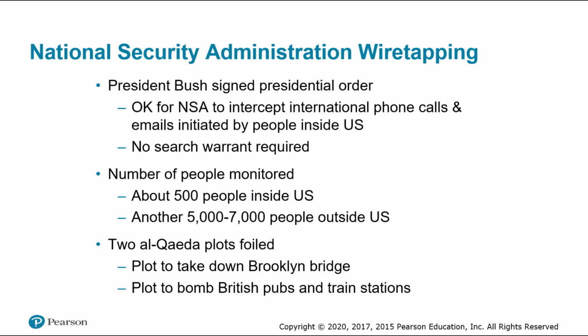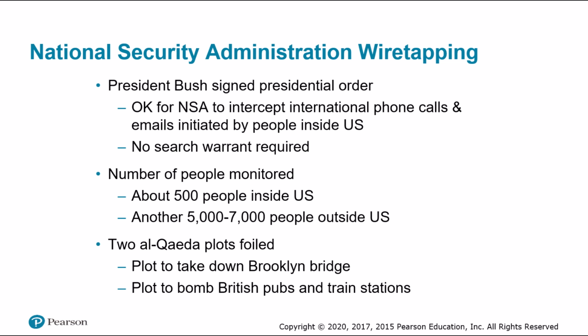So early in 2002, the Central Intelligence Agency captured several top al-Qaeda members along with their personal computers and cell phones. The CIA recovered telephone numbers from these devices and provided them to the NSA. The NSA was eager to eavesdrop on these telephone numbers, hoping to gather information that could be used to disrupt future terrorist attacks. President Bush signed a presidential order allowing the NSA to eavesdrop on international telephone calls and international emails initiated by people living inside the United States without first obtaining a search warrant.